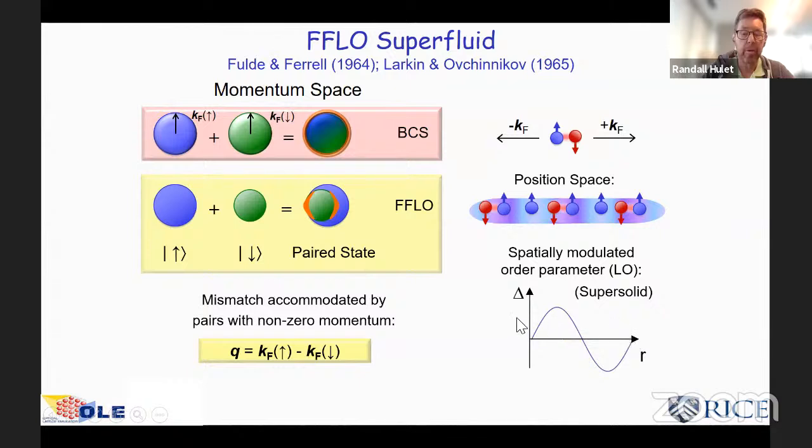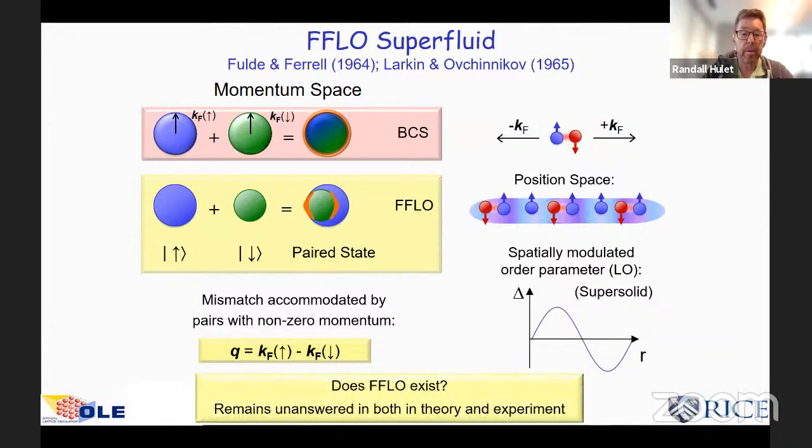And that would be a really strange system. It's kind of a supersolid. I think Leo has pointed out that maybe it's not exactly a supersolid, depending on your definition of what a supersolid is. There's one order parameter and not two. But in any case, there's crystalline order as well as superconducting order in such a system. So does FFLO exist? Well, that remains unanswered to a large part in both theory and experiment. We don't really know the answer to that question quite yet.